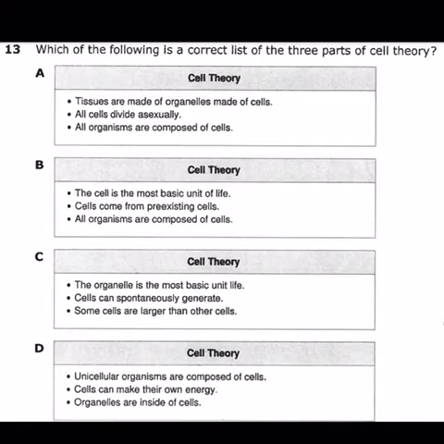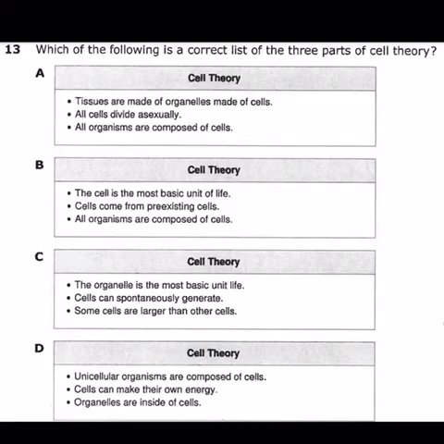13. Which of the following is a correct list of the 3 parts of cell theory? A. Tissues are made of organelles made of cells. All cells divide asexually. All organisms are composed of cells. B. The cell is the most basic unit of life. Cells come from pre-existing cells. All organisms are composed of cells.